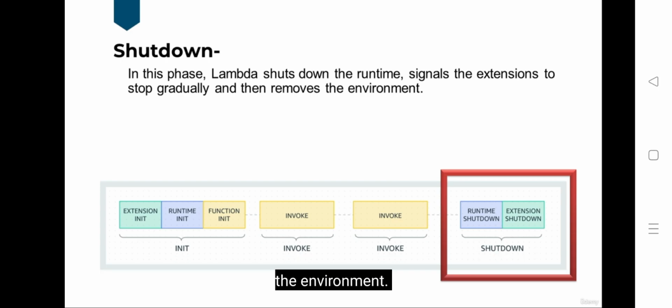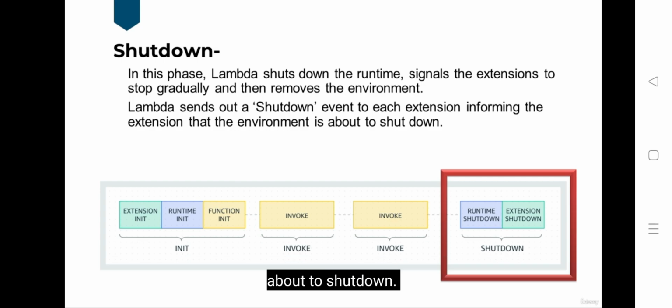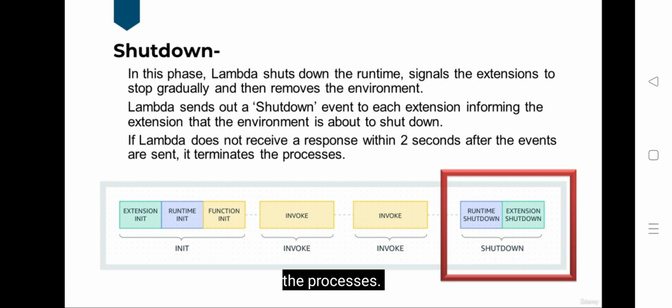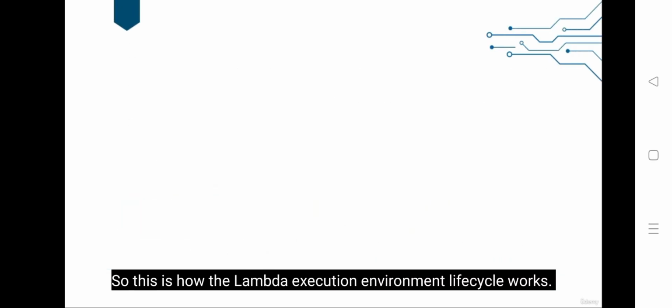the environment. Lambda sends out a shutdown event to each extension, informing the extension that the environment is about to shut down. If the Lambda does not receive a response within 2 seconds after the events are sent, it terminates the processes. So this is how the Lambda execution environment lifecycle works.